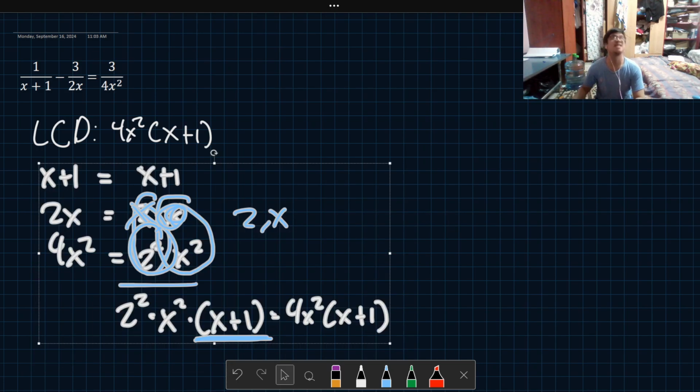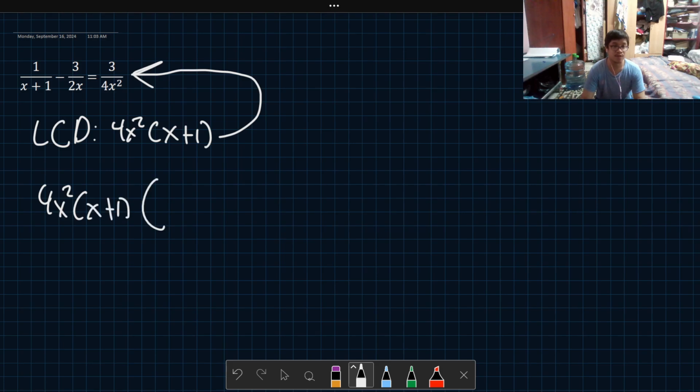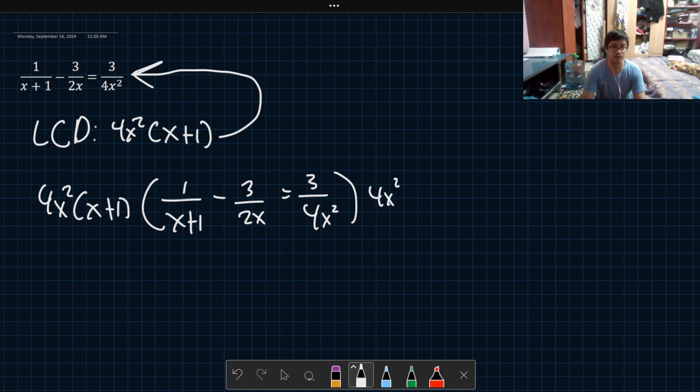After we found the LCD, you're going to multiply this on this equation. So you're going to multiply the LCD on both sides. So you will have 4x squared times quantity x plus 1 times quantity 1 all over x plus 1 minus 3 all over 2x is equal to 3 all over 4x squared, times 4x squared times quantity x plus 1. That's it.